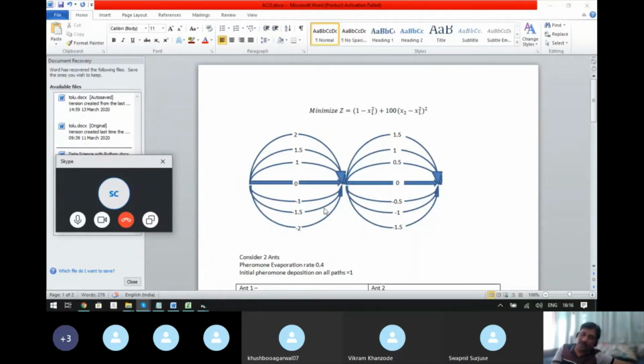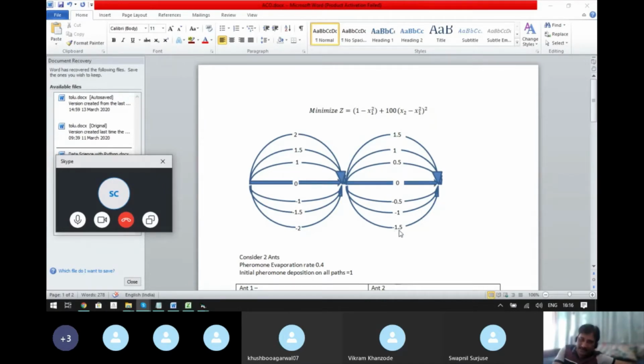This is the path for which the x1 value is minus 1.5. This is the path for which x1 value is minus 1. And here it is 0, here it is 1, here it is 1.5 and 2. This I have taken at random. In this problem, we might assume that the value of x1 is from the set minus 2, minus 1.5, minus 1, 0, 1, 1.5 and 2. One of these 7 values is the value of x1. Okay, right? And one of these 7 values is the value of x2.